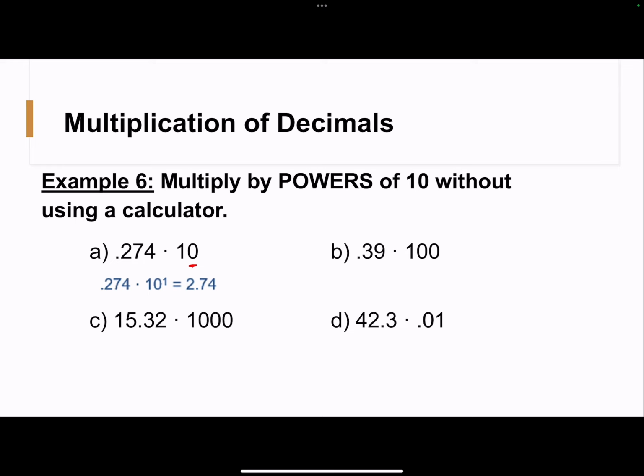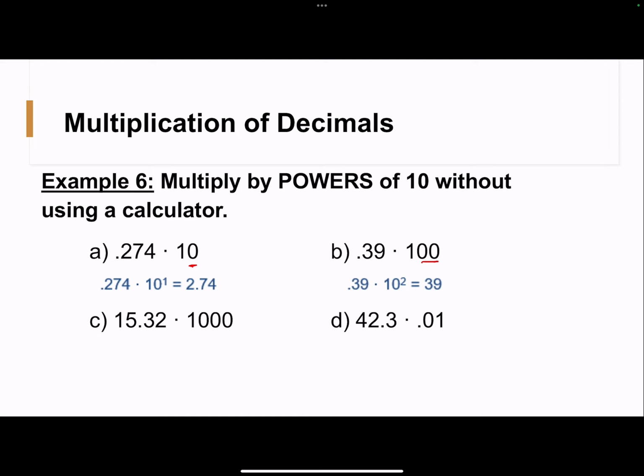In part B, 0.39 multiplied by 100, I've got 2 zeros. 100 represents 10 to the second, so I'm going to move it 2 places to the right. So 0.39, moving my decimal 2 places to the right, I just get the whole number 39.